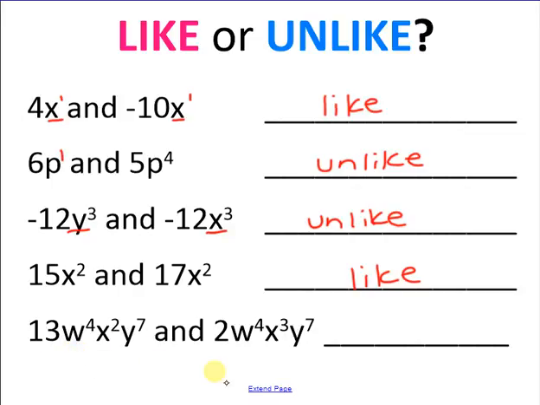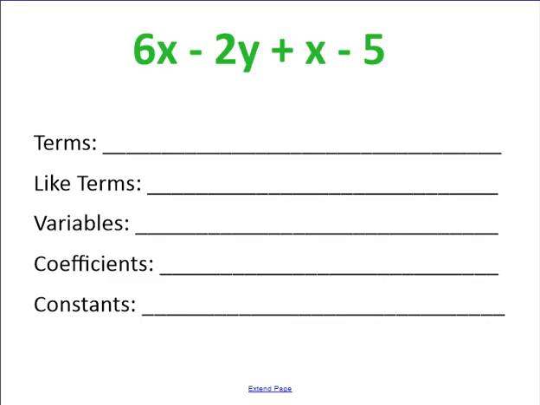Now, this one is a big boy, but don't let it scare you, okay? What we have to make sure is that all of the variables are the same and all of the exponents are the same. So we have w to the 4th, x squared, y to the 7th, and w to the 4th, x cubed, y to the 7th. I found the problem right here. Here we have x to the 2nd power, and here we have x to the 3rd power. So these are unlike terms. If this was an x to the 2nd power, these would be like terms.